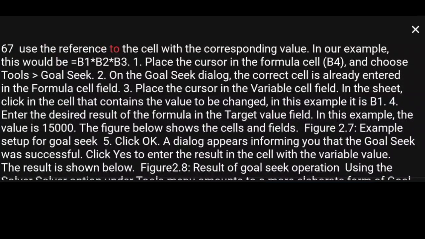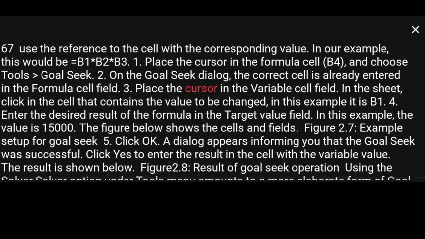6. Use the reference to the cell with the corresponding value. In our example, this would be equals B1 asterisk B2 asterisk B3. 1. Place the cursor in the formula cell B4 and choose Tools greater than Goal Seek. 2. On the Goal Seek dialog, the correct cell is already entered in the formula cell field.